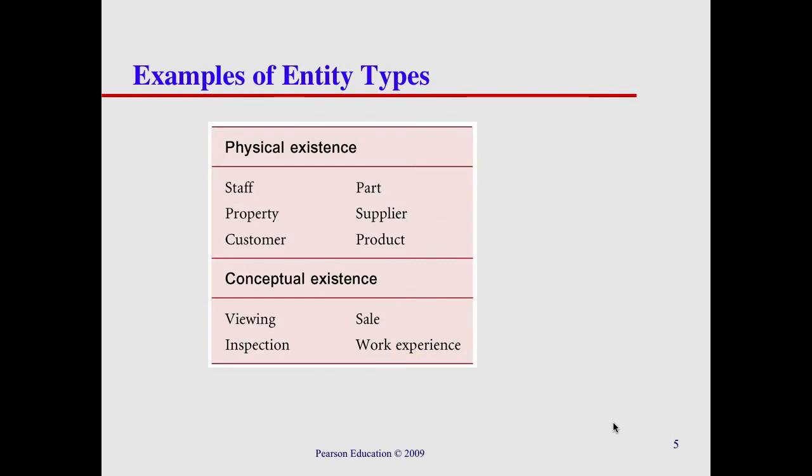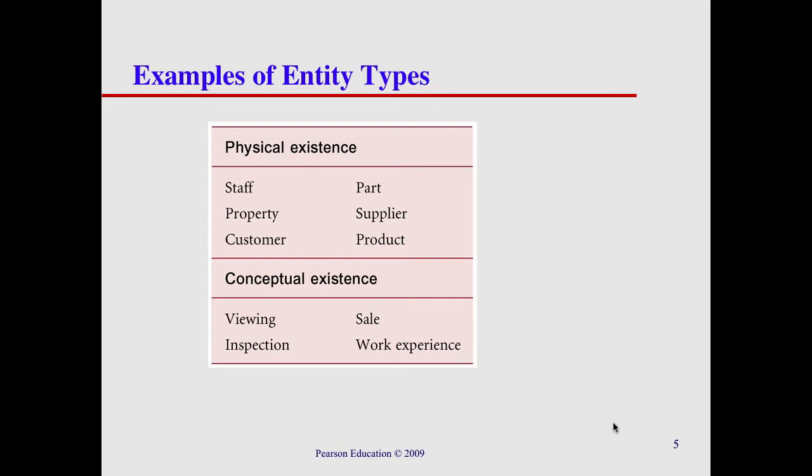Okay, so there are two different types of entities. There are those that exist in the physical world, like staff, branches, customers, parts, products, suppliers. Those are physical things existing in the real world. Then there are things that have more of a conceptual existence, things like a viewing of a property, an inspection of a property, a sale, a work experience. Those aren't quite physical things that I can put my hands on.